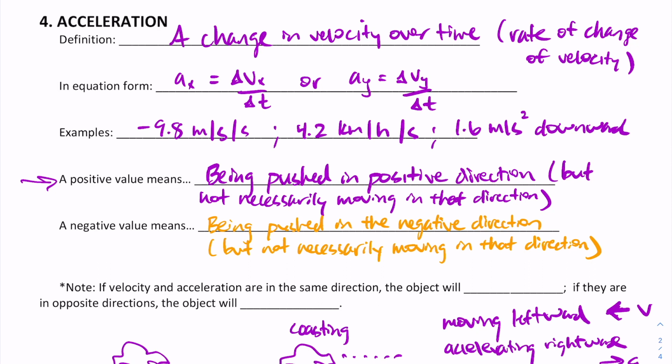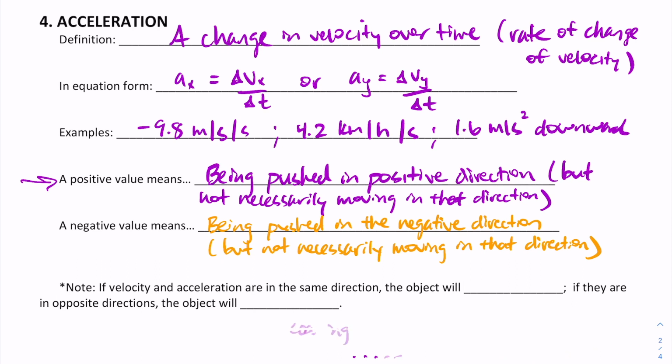All right, here's my final notes. If velocity and acceleration are in the same direction, the object will speed up. If they are in opposite directions, the object will slow down. And I just gave you an example of when velocity and acceleration are in opposite directions. Car was coasting to the left, so velocity was to the left, but friction was pushing the car to the right, and as a result, it slowed down.